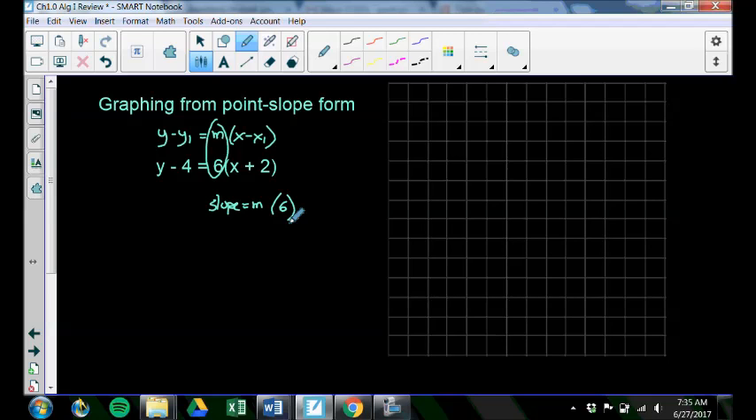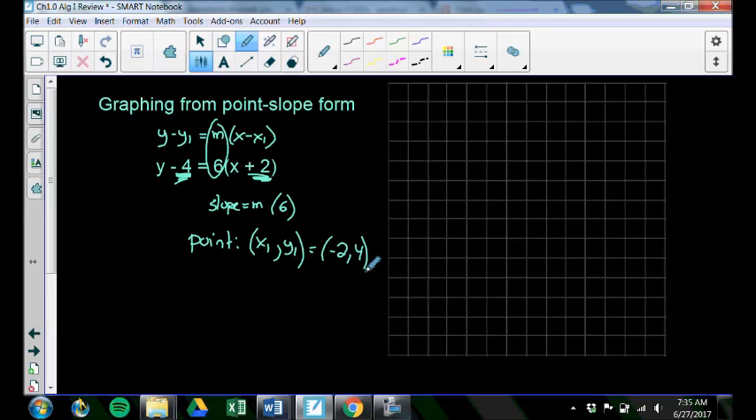But instead of giving you a y-intercept, it gives you a point. So the point is always coming in the form of x1, y1, with a comma in between them. And so the point x1, y1 in this case is going to be -2, +4.